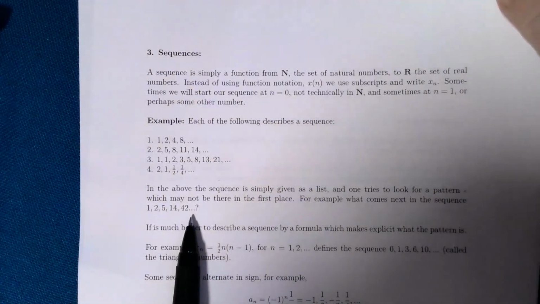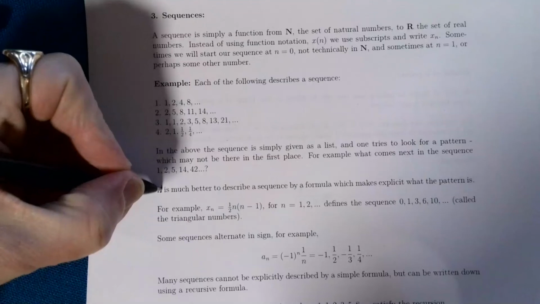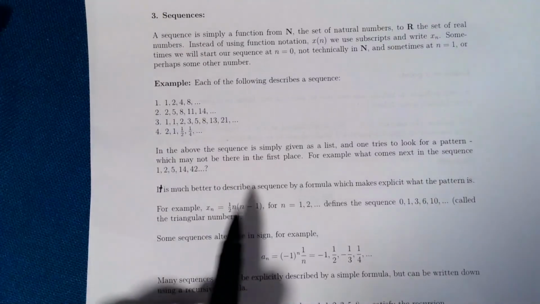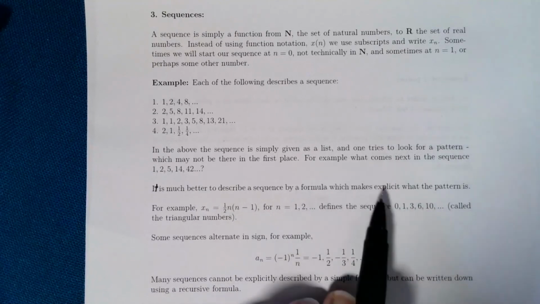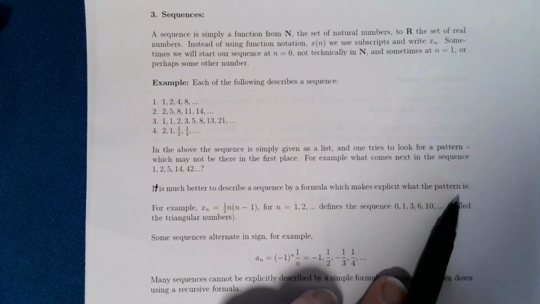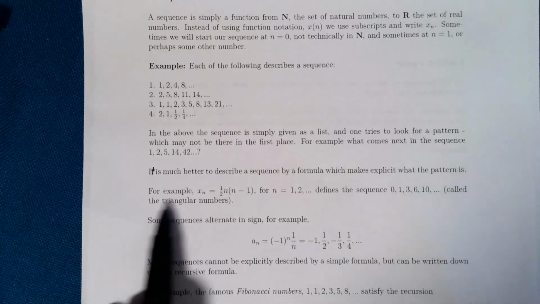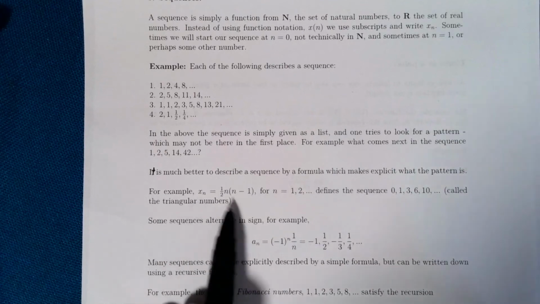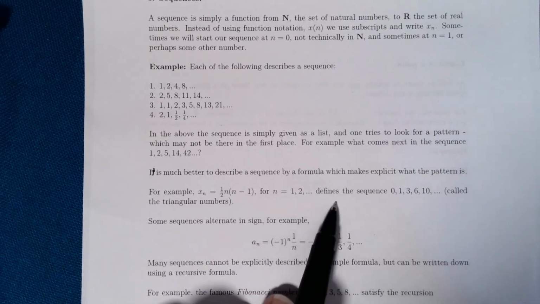So it is much better to describe a sequence by a formula which makes explicit what the pattern is. So for example, here is a sequence. Xn is a half n, n minus 1, for n equals 1, 2, 3, and so on.